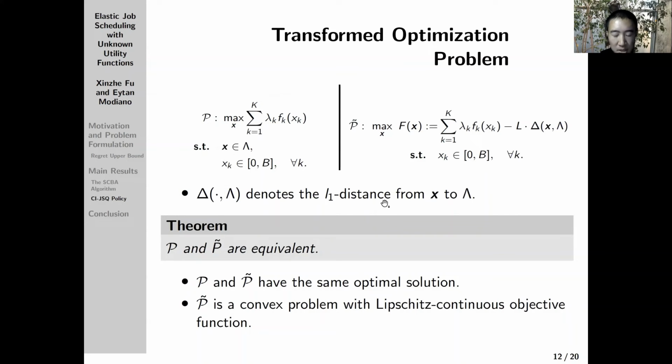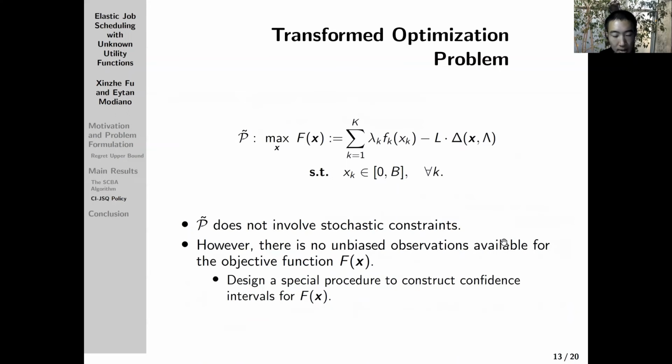We can show that P and P tilde are equivalent, that they have the same set of optimal solutions, and also the objective function F of P tilde is concave and Lipschitz continuous. Hence, if we want to solve P for the elastic job scheduling problem, we can equivalently work with P tilde. Here, P tilde is nice in that it does not involve stochastic constraints and is thus more amenable to SCPA algorithm.